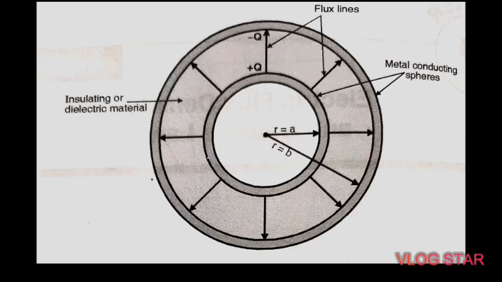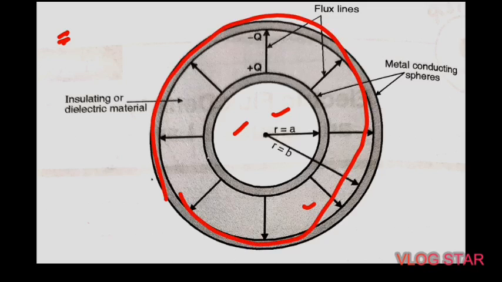Here you can see the inner sphere which has radius r equal to a and the outer sphere having radius r equal to b. The inner sphere consists of plus Q charge, and due to that displacement the outer sphere consists of a charge equal to minus Q. Plus Q and minus Q are equal but opposite in sign. If the charge plus Q on the inner sphere is increased, the charge minus Q developed on the outer sphere also increases.